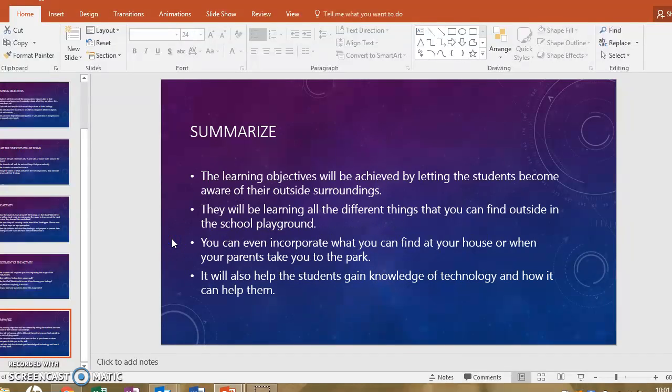Summarize. The learning objectives will be achieved by letting the students become aware of their outside surroundings. They will be learning all the different things that you can find outside in the school playground. You can even incorporate what you can find at your house or when your parents take you to the park. It will also help the students gain knowledge of technology and how it can help them. And that is it.